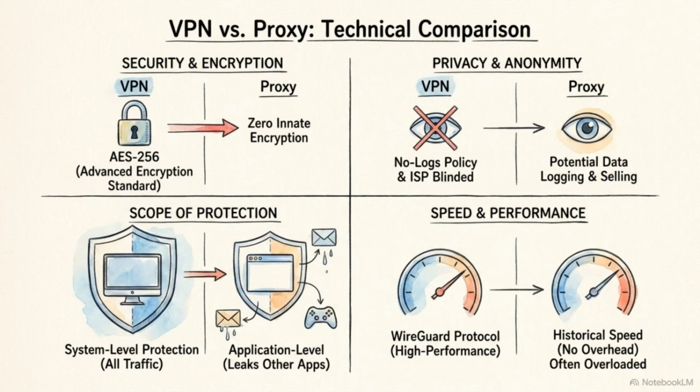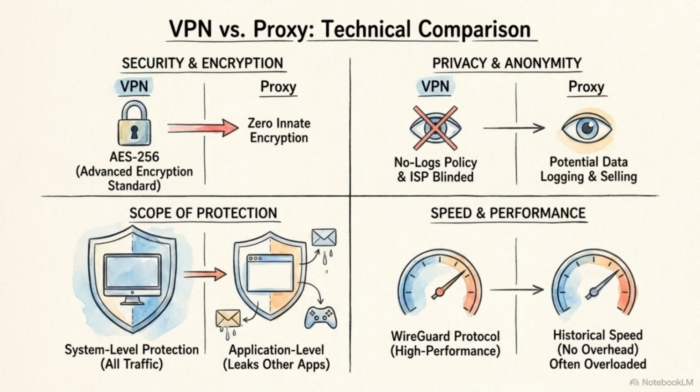It builds in AES 256 security by default, whereas a proxy offers zero innate encryption to protect your data in transit. For privacy and anonymity, trustworthy VPNs enforce strict no-logs policies and blind your ISP to your activities. Many free proxies, conversely, are designed specifically to log and sell your user data.